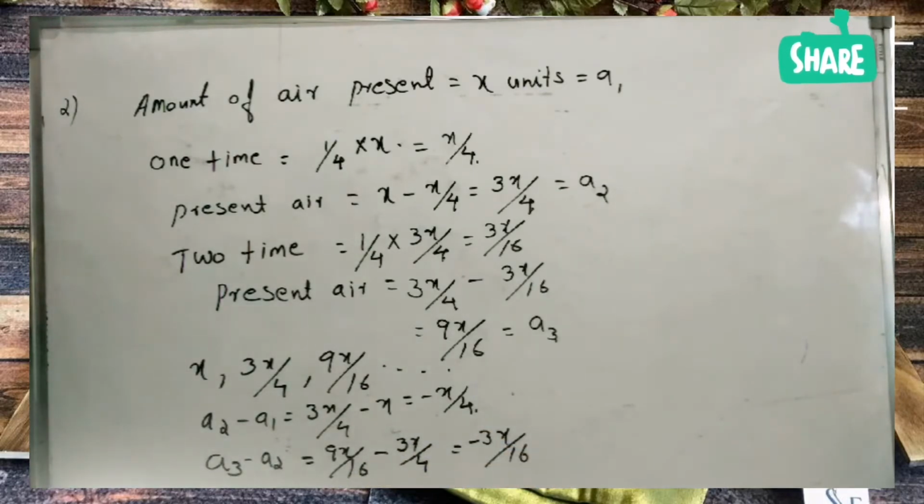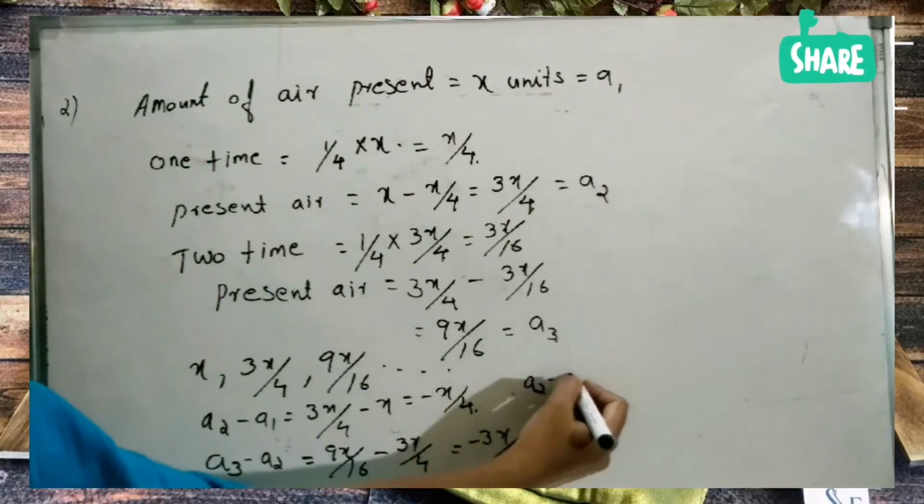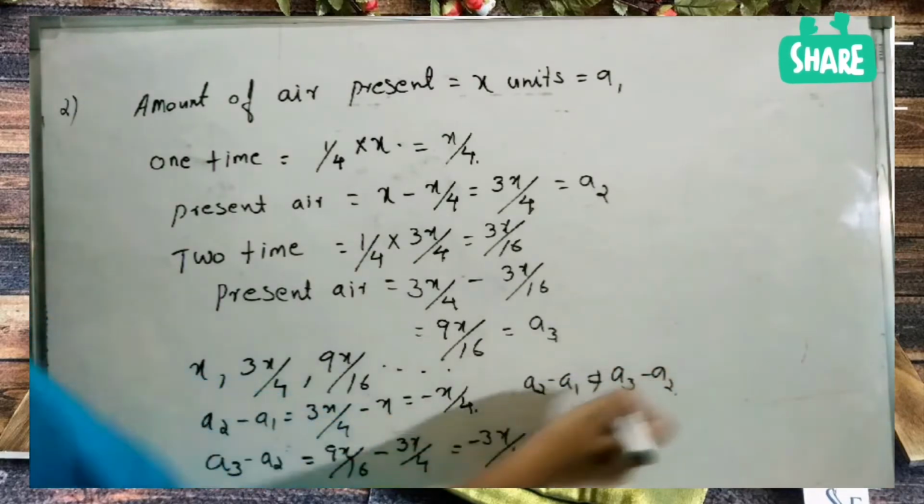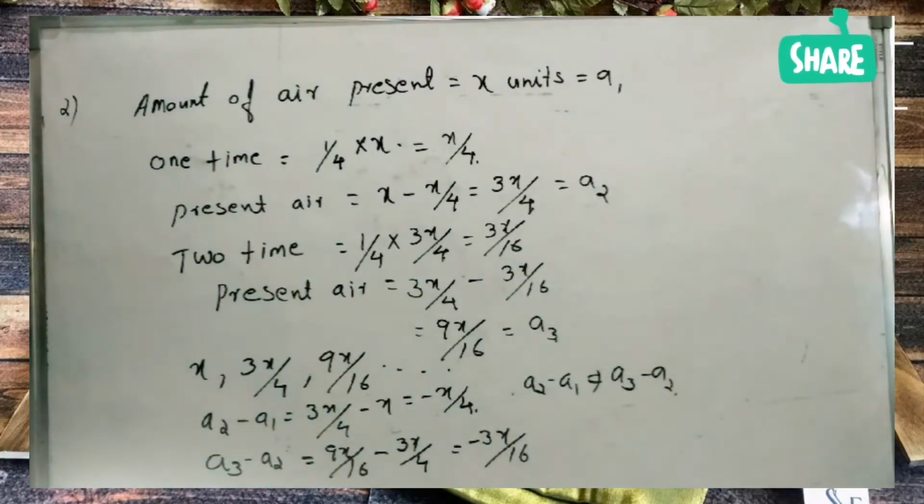Now just look at those two differences. a2 minus a1 is minus x by 4. a3 minus a2 is minus 3x by 16. Those two values are not equal. a2 minus a1 is not equal to a3 minus a2. Therefore, we can conclude that the list of numbers does not form an AP.